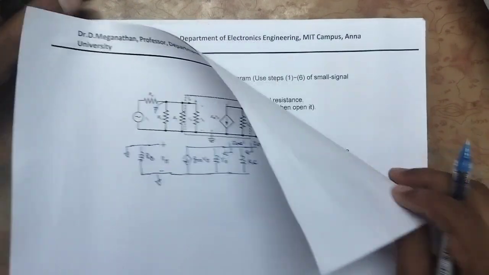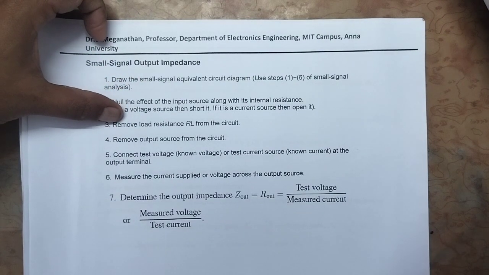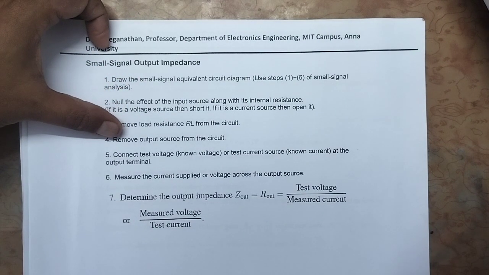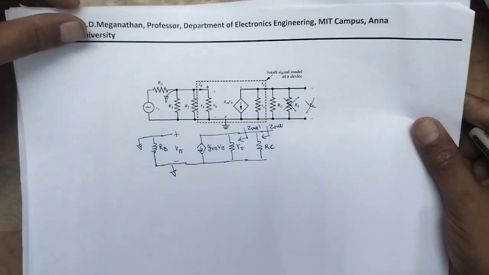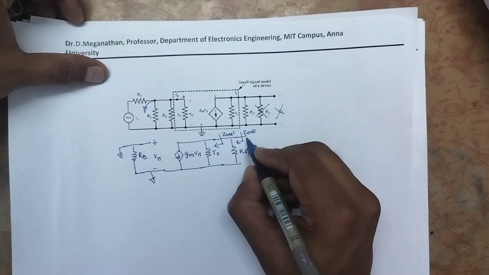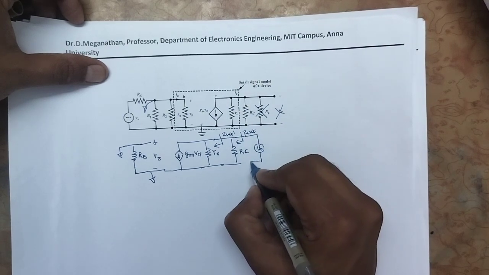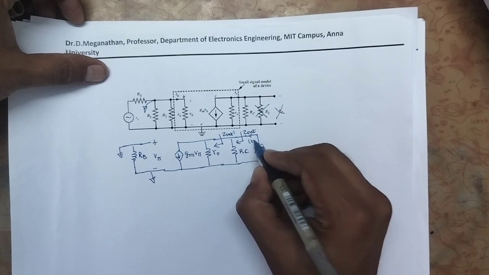Next step is, we have removed the load resistance RL, remove the output voltage source. Now we have to connect the test voltage or test current. Here you see we have removed the voltage source. So we have to connect the test voltage VT, which supplies the test current of IT.